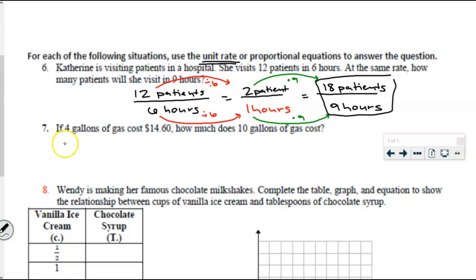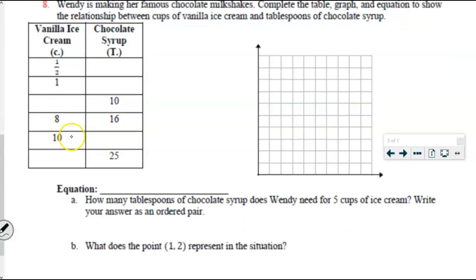Going to leave number 7 for you to do on your own to practice. I think I'm also going to leave number 8 for you to do on your own. This is one that is very similar to that very first one. I've chosen specific spots on the table for you to fill out, so I'm going to leave that one for you to do on your own at home as well.